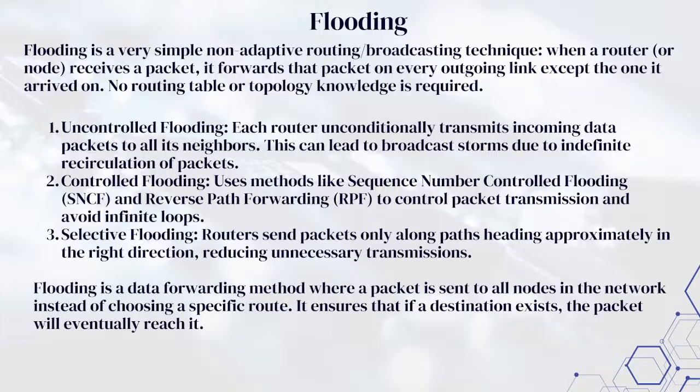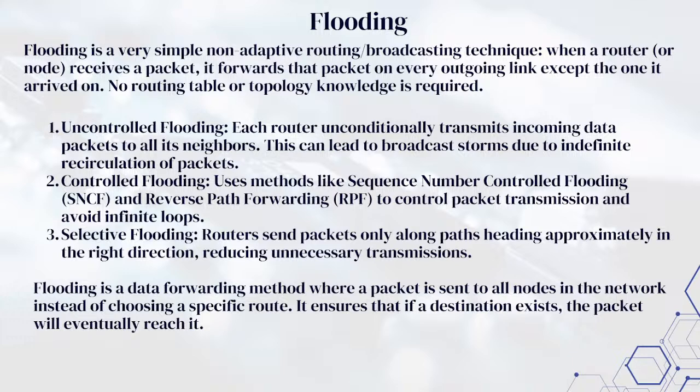So flooding is a very simple non-adaptive routing broadcast technique. When a router receives a packet, it will forward the packet on every outgoing link except the one it arrived on, okay. So here no routing table or topology knowledge is required. Now here we can say there are three major types of flooding, which is very important. First one is uncontrolled flooding, second is controlled flooding, and the third one is selective flooding.